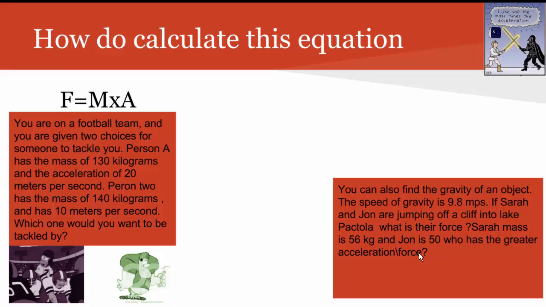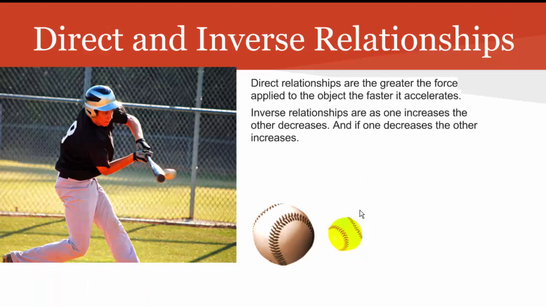Okay, so instead of multiplying by the acceleration given before, we're going to multiply by 9.8. So 50, which is his, times 9.8, which will equal 490, which is pretty big. And then 56 times 9.8, which will get you 548.8. So who has the greater force? It will be Sarah. Thanks to the second law of motion.